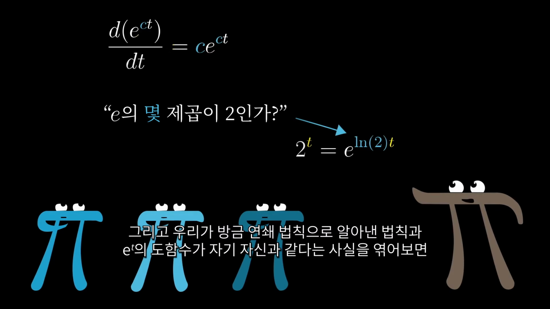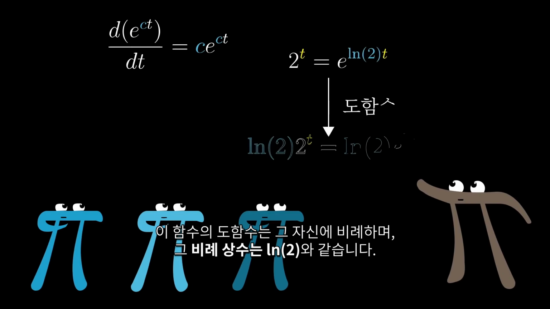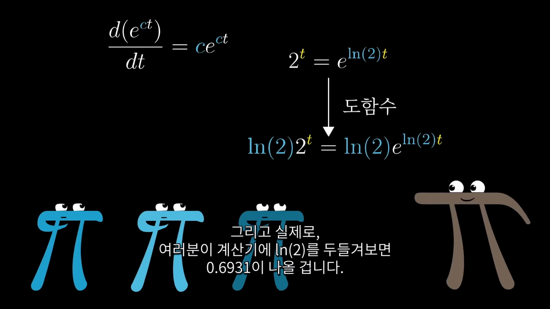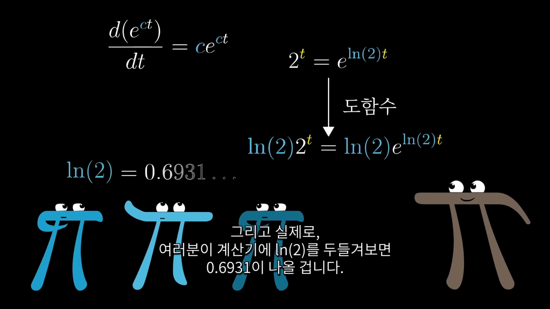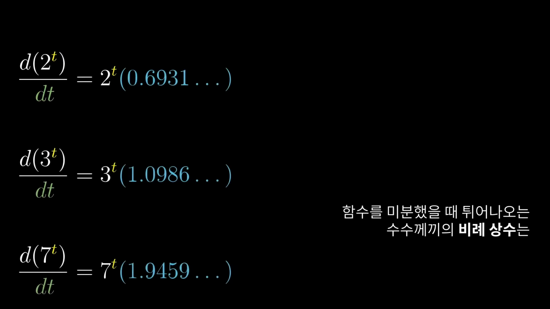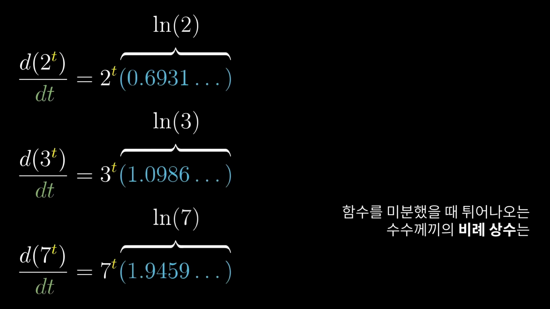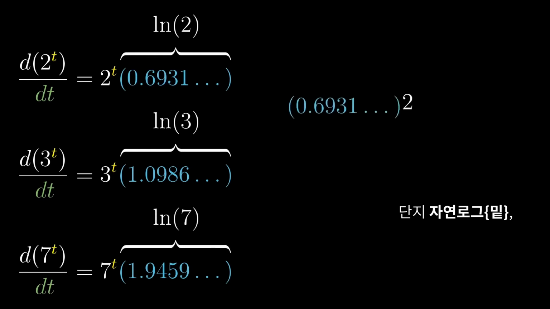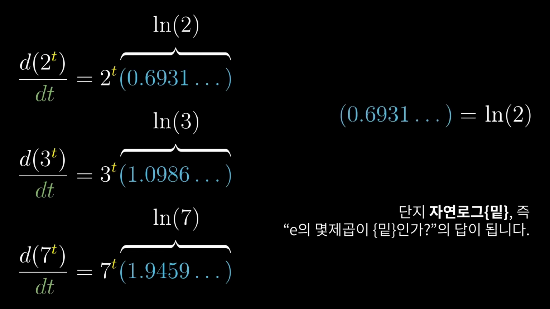And from what we just saw, combining the facts that e to the t is its own derivative with the chain rule, the derivative of this function is proportional to itself, with a proportionality constant equal to the natural log of 2. And indeed, if you go plug in the natural log of 2 to a calculator, you'll find that it's 0.6931, the mystery constant that we ran into earlier. And the same goes for all of the other bases. The mystery proportionality constant that pops up when taking derivatives is just the natural log of the base, the answer to the question, e to the what equals that base.